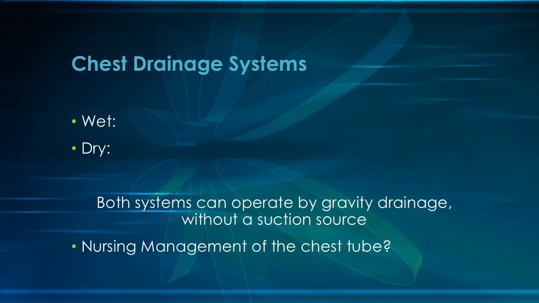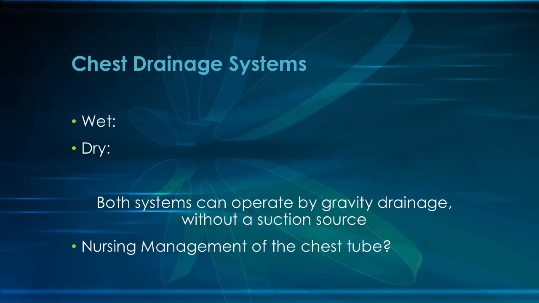So there's two types of drainage systems. We have a wet and a dry. Okay, so for a wet drainage system, they use the water seal to prevent air going back into the chest on inspiration. Okay, so usually the amount of suction for the wet ones is determined by the amount of water that they put in the suction chamber.